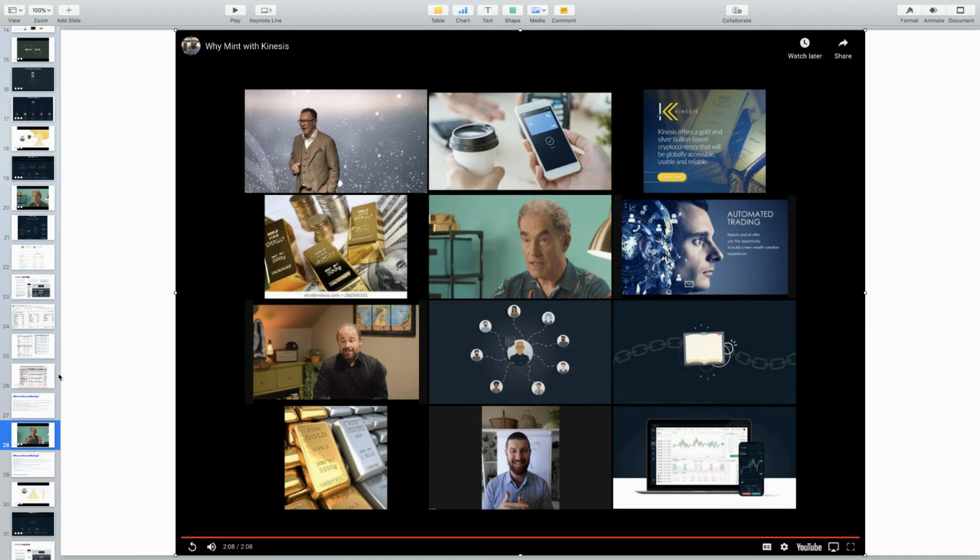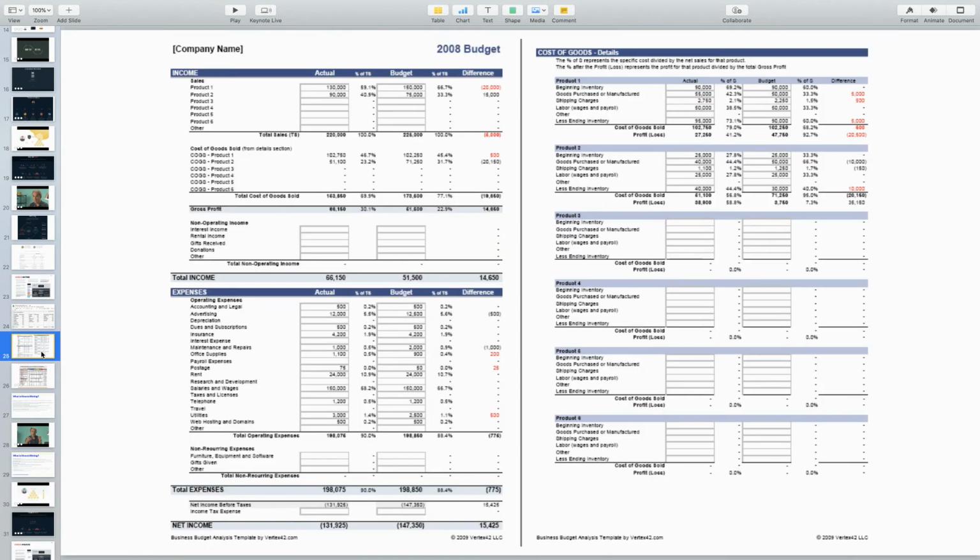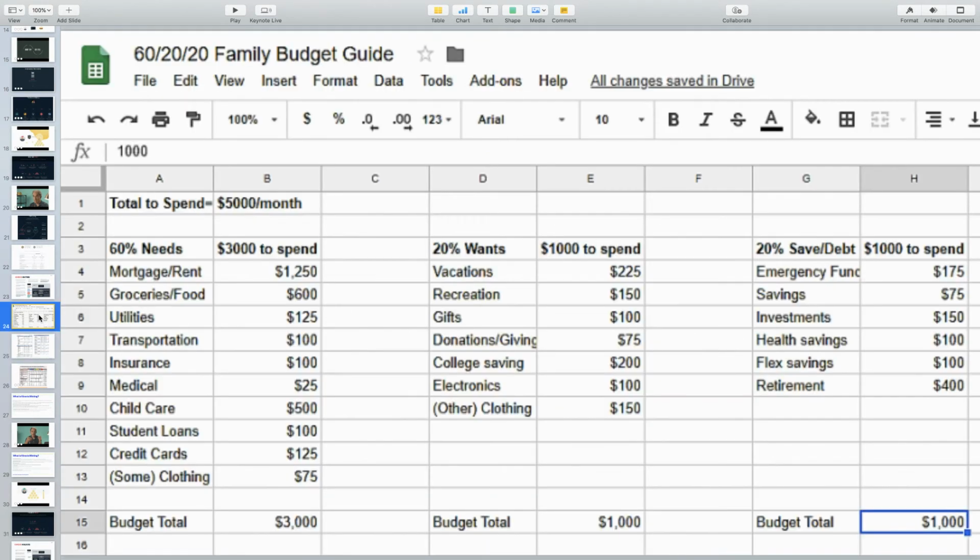So imagine that you're a family. I'm going to focus on the personal. This is a sample of a family budget. You get the mortgage, food, groceries, transportation, insurance, medical, childcare if you have kids, student loans, credit cards, and the like, clothing. And right now, nobody's really going anywhere.